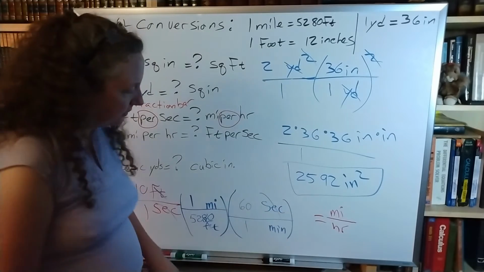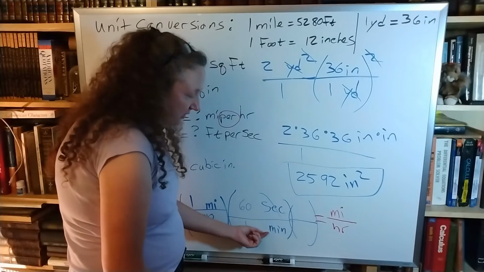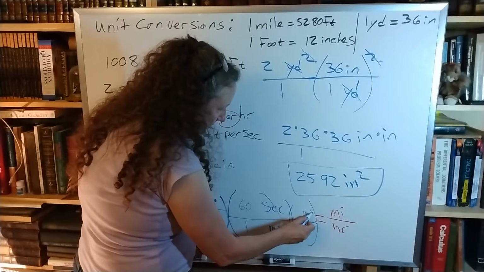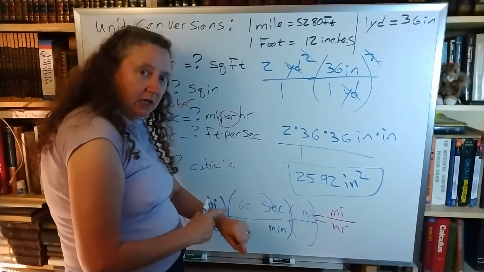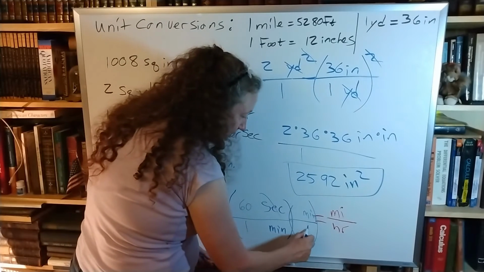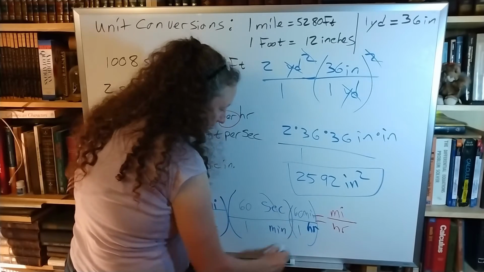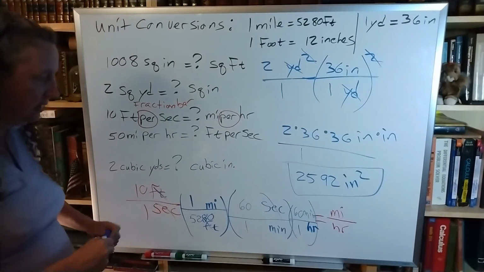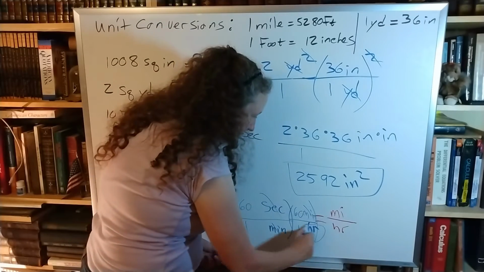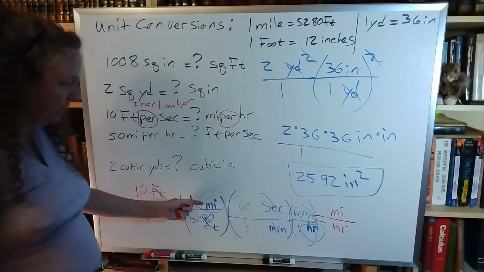I need to go a little bit further. I need to get rid of minutes. Since it's on the bottom, to cancel it, I need to put it on the top. Think about a clock again. So 60 minutes is 1 hour. You know how to do that. So I have the minutes is canceled by minutes. I'm left with hours and miles. So that is what I want, miles and hours.